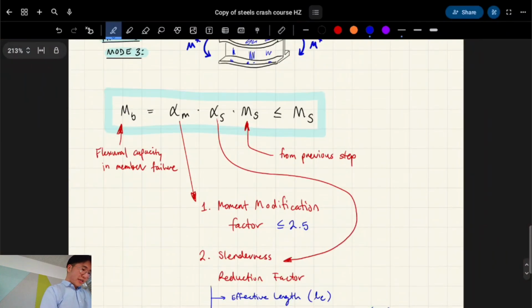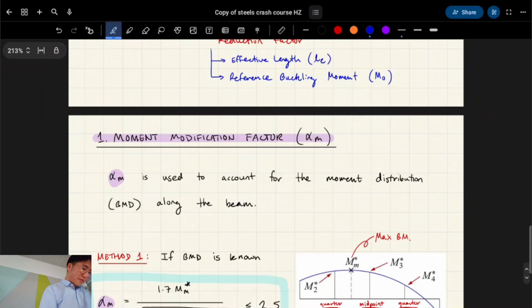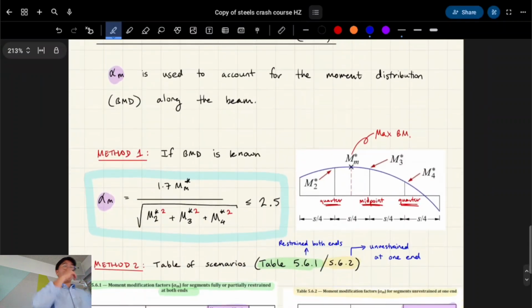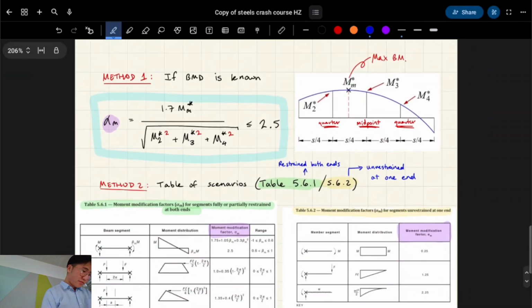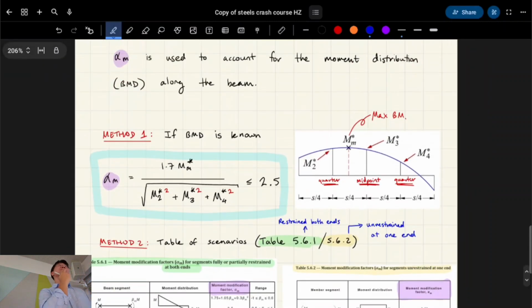Yeah, that's pretty much it. And then there's a moment modification factor. So the fastest way to explain this: you're taking the bending moment diagram of a beam, and how do I explain this? Based on how the bending moment is distributed, whether it's evenly distributed or there are certain parts which have high bending and low bending, will also affect how susceptible your member is to Euler buckling. I don't know. That's the best I got.